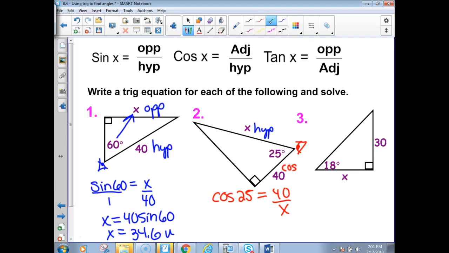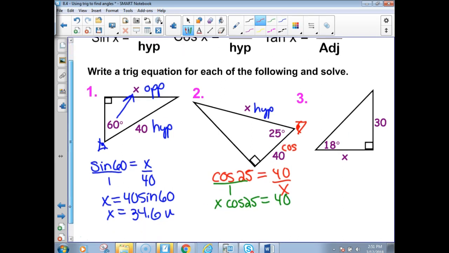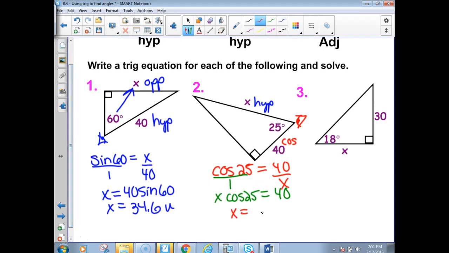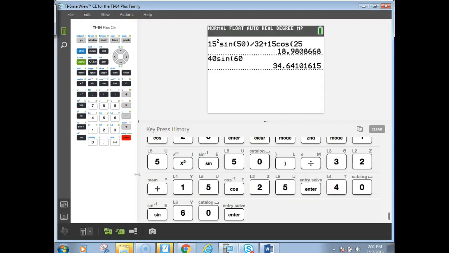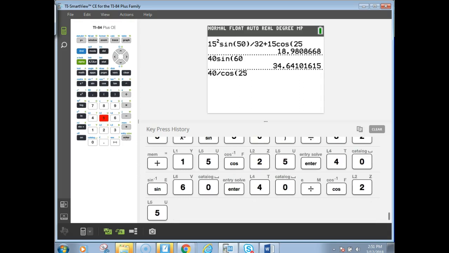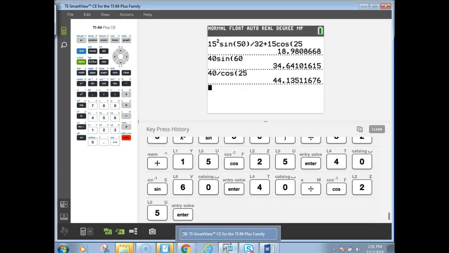Now, be careful, make sure you didn't calculate this one incorrectly because you do have x in the denominator. If you do your cross products property, you would have x times the cosine of 25 equals 40, and then you would need to divide both sides by cosine 25. So your actual typing in your calculator should be 40 divided by the cosine of 25. And we should have had 44.1.